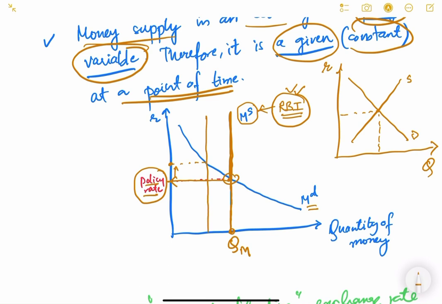If the RBI decreases the policy rate, for example here, then automatically this will be the money supply that will be there. So here money supply is increasing, here money supply is decreasing, and that is how, by changing the policy rate, RBI actually controls the money supply in the market. We have to keep in mind that money supply is constant at a given point of time because it is a policy variable, and that determines your interest rate or the policy rate.